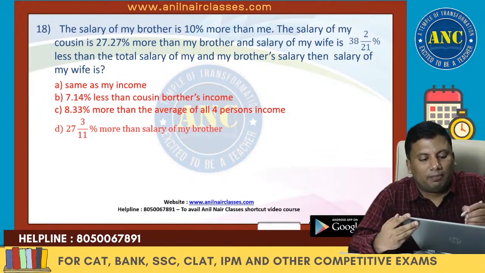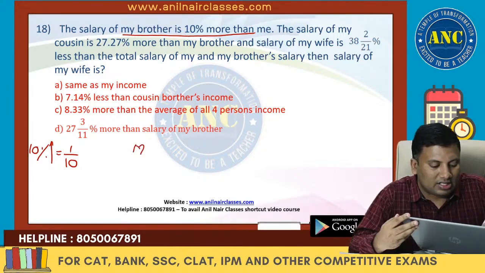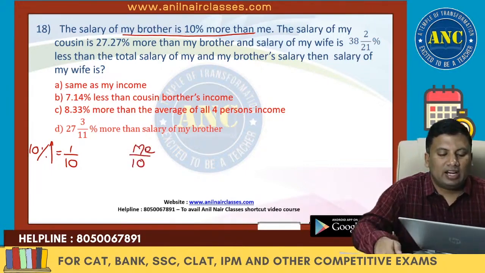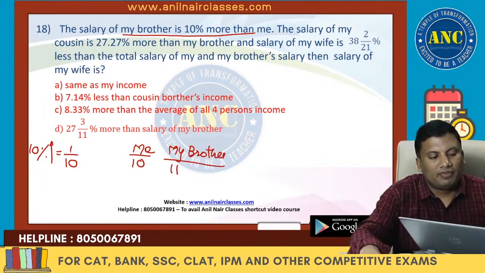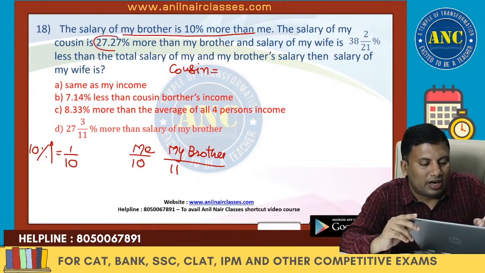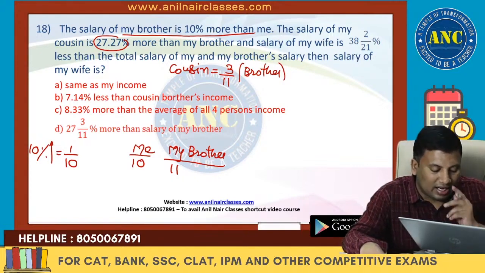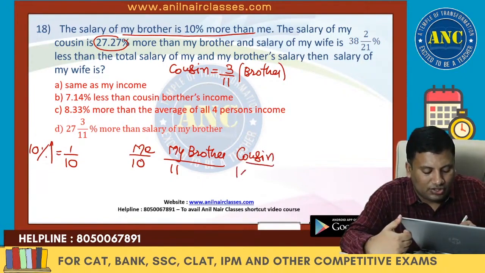The salary of my brother is 10% more than me. 10% more, it is 1 by 10. That means if my salary is 10 rupees, he will earn 1 rupee more than 10 rupees. So my brother will earn 11 rupees. The salary of my cousin is 27.27%, which is 3 by 11 more than my brother. If my brother is earning 11 rupees, my cousin will earn 3 rupees more than my brother, which is 14.